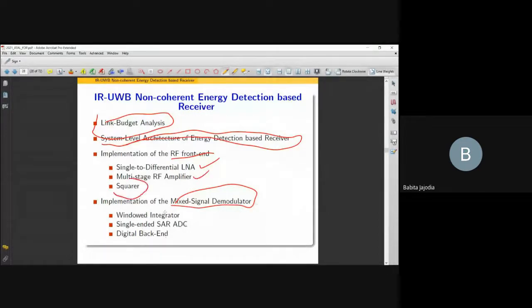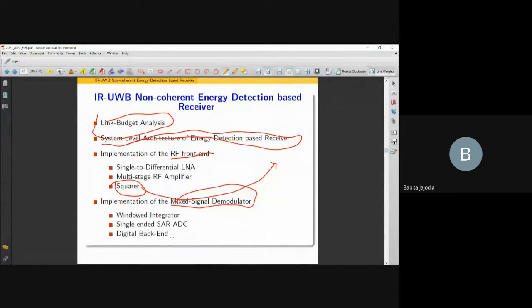In the RF front end, we are using the single to differential LNA and multiple stages. You can see we have used a squarer here as well, because this helps make the design a bit less complex. Since we are designing the energy detection, the squarer does two tasks: it first down converts to the baseband signal, and it also squares the received signal at the same time with the same circuitry. So this is one of the advantages of our design.